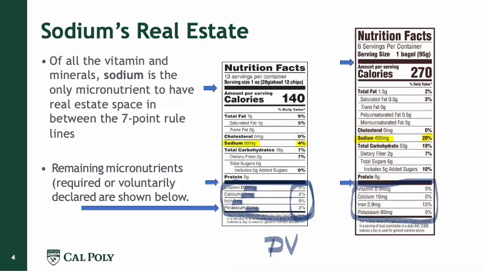So vitamins and minerals are the micronutrients, and the only micronutrient that has a special place, in bold fonts, is sodium. We can see sodium here, and we can also find it here. So sodium is the only micronutrient that has this special spot and is in bold, and the others are, as I mentioned, in this bottom part.